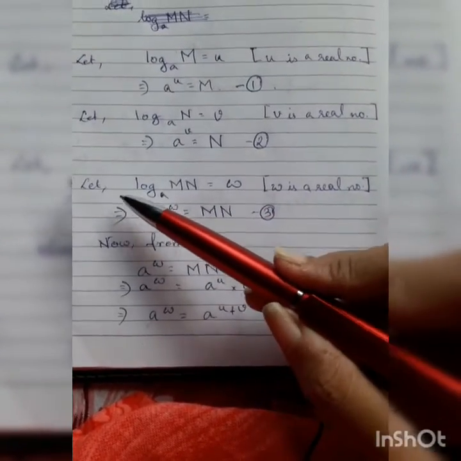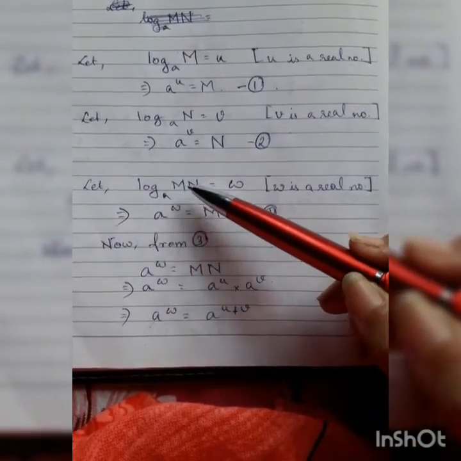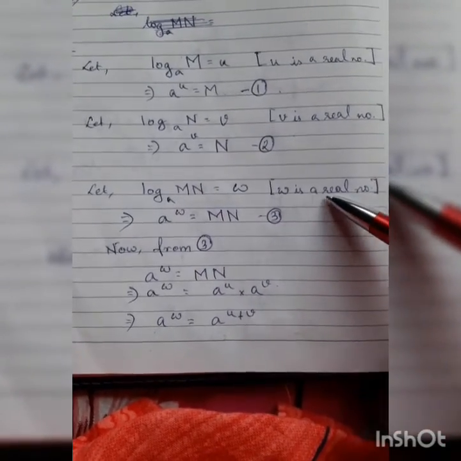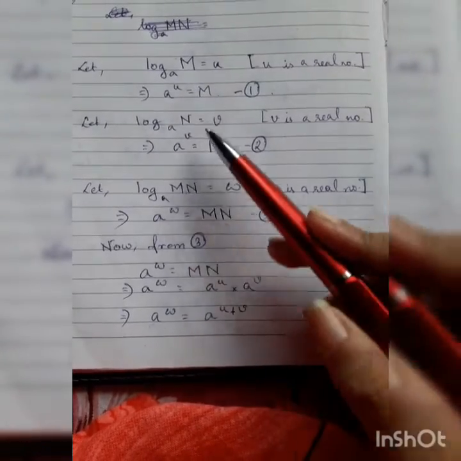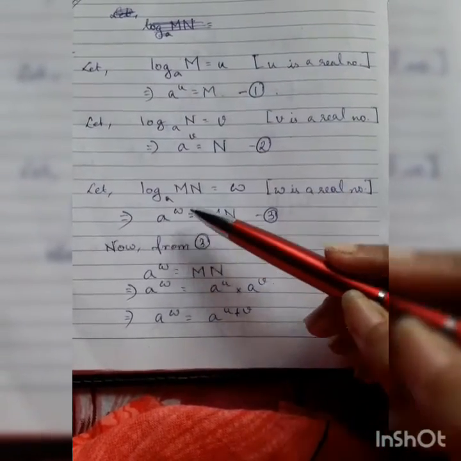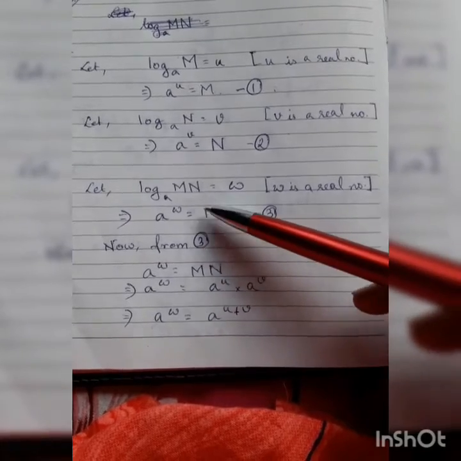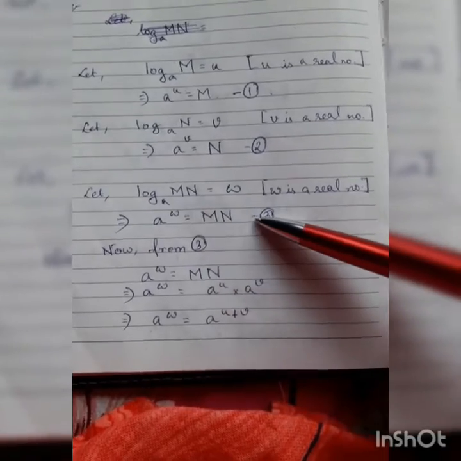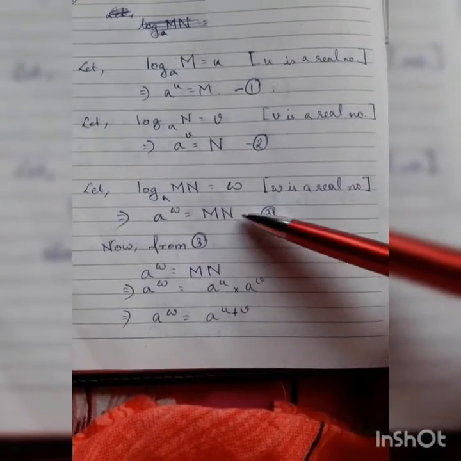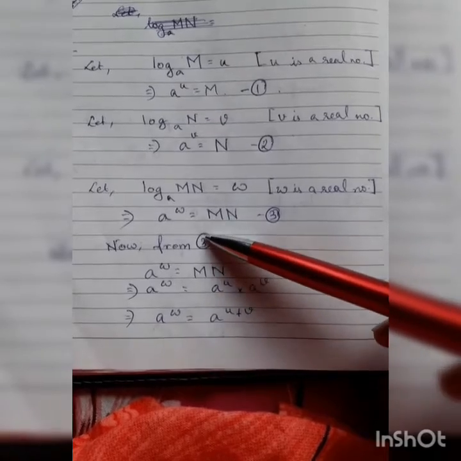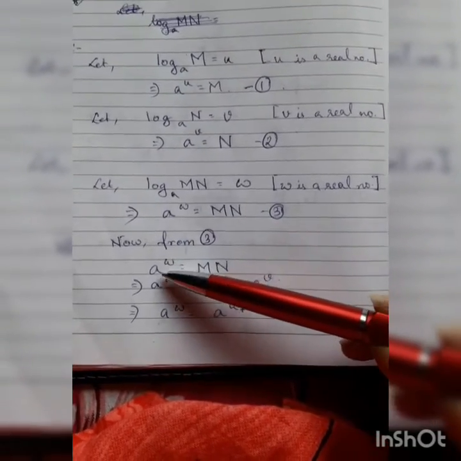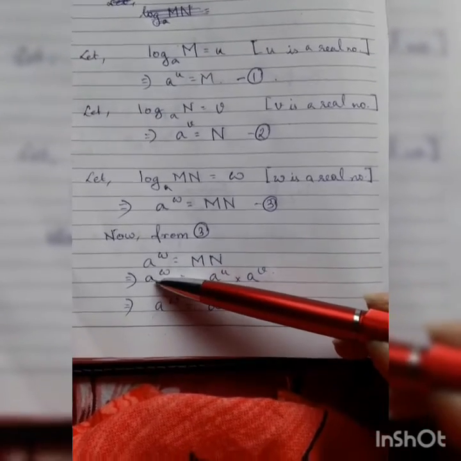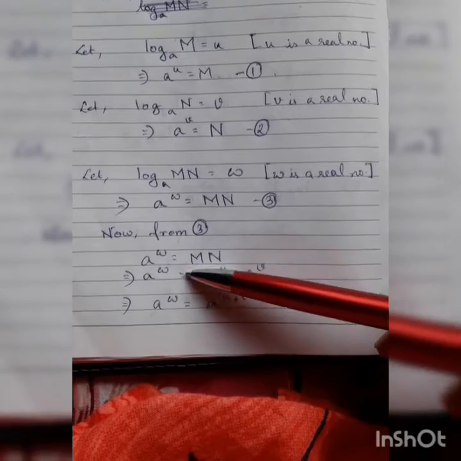We will take another assumption where log mn to the base a is equal to w. W is a real number. So again from the definition of log, a to the power of w is equal to mn. We are marking this as equation number 3. Now from equation number 3, if we write it again, a to the power of w equals m into n. So a to the power of w equals, what is m?